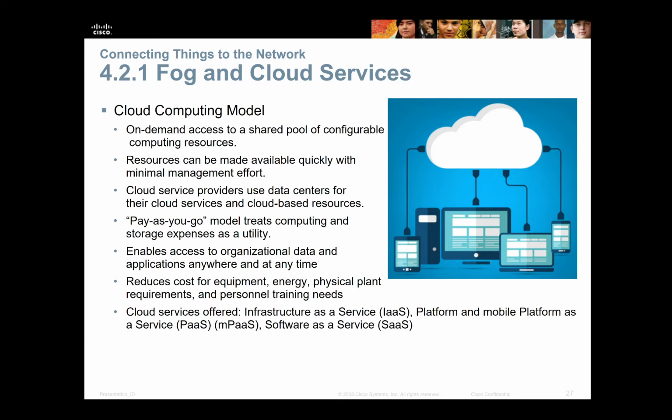Okay, and it reduces the cost of equipment. Well, equipment you don't have. It's the cloud service provider's equipment. Energy, well, you don't pay the energy bills, except you pay rent. You don't have the physical plant. You don't need separate computer rooms or infrastructure. As for personnel training, it really matters not in keeping the system running, but in using it.